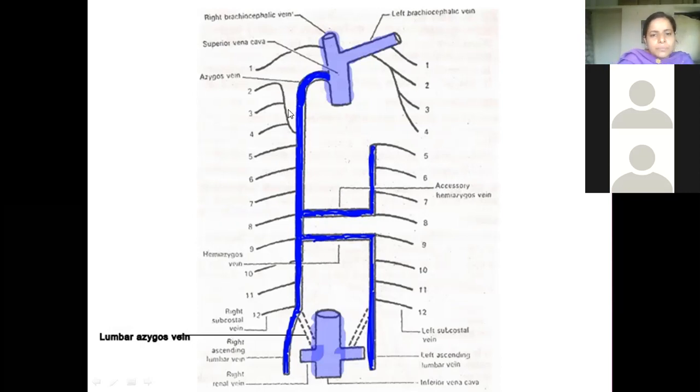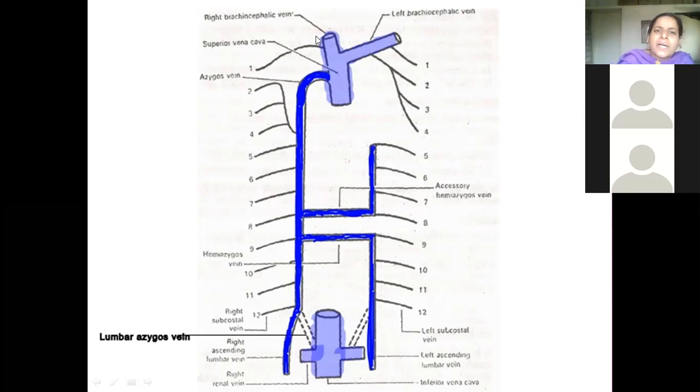Now see here, let us see how this azygos vein is formed. The ascending lumbar vein and the lumbar azygos vein, both of them join to form the azygos vein. Now, into this azygos vein, we have certain veins which are draining. Just see here, how many? 12 pairs, right and left. If you count them, we have 12 pairs of intercostal veins.